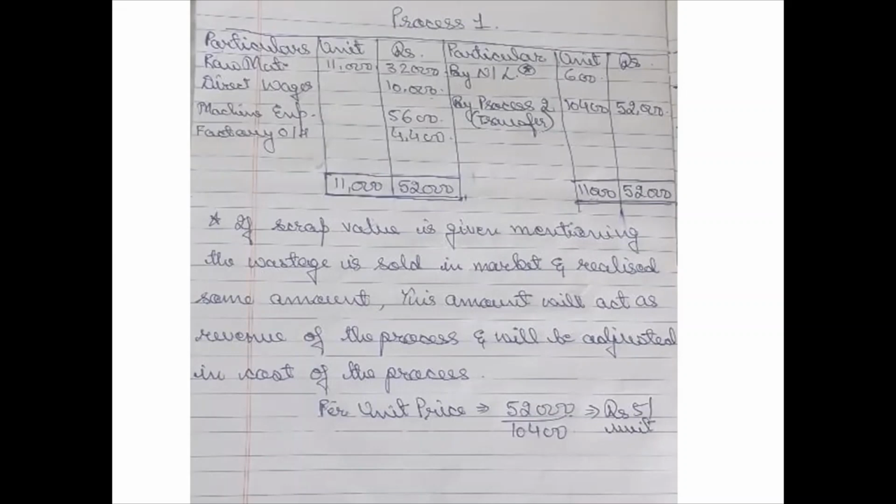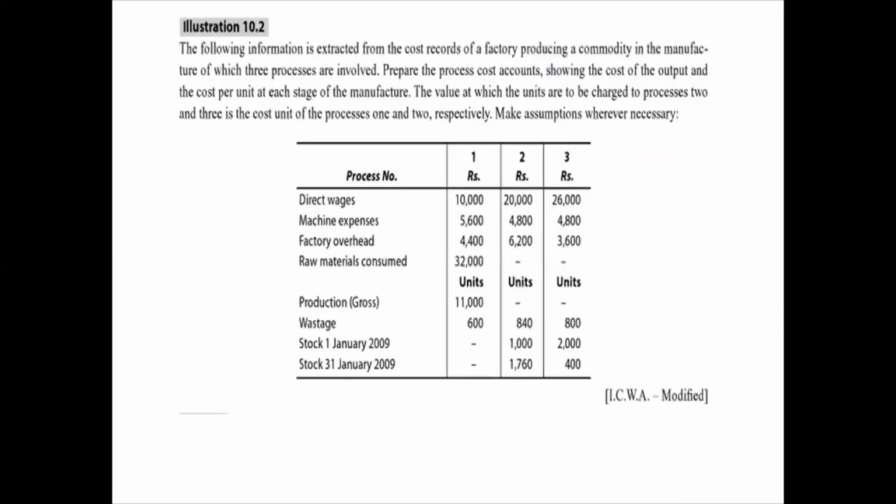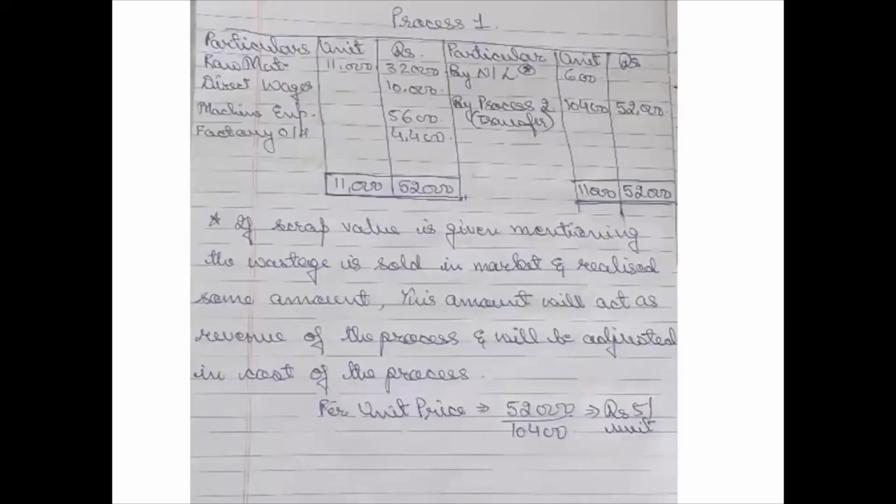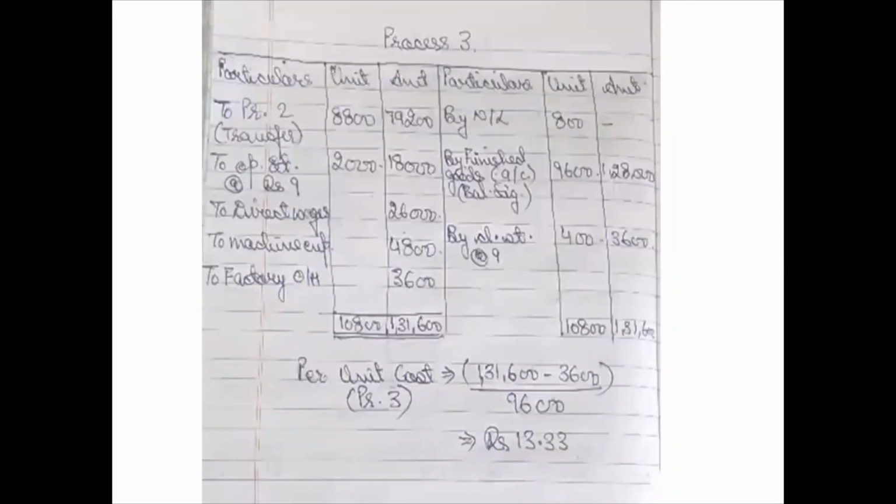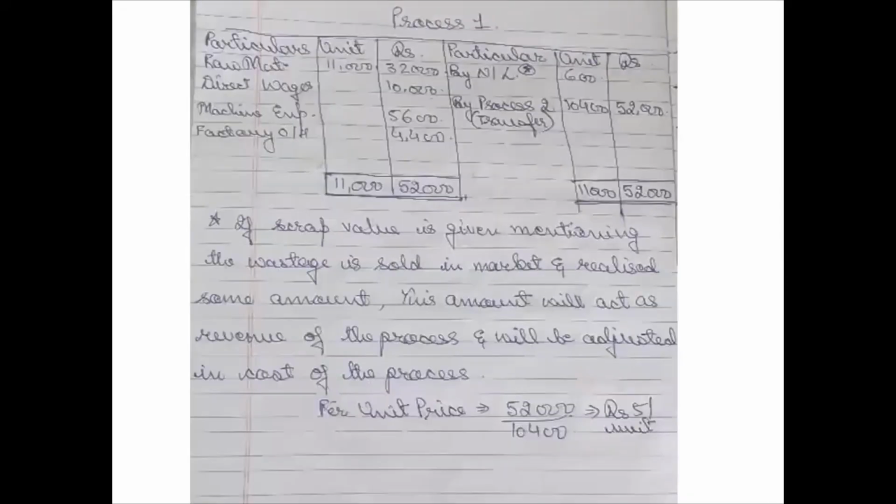Now let us start discussing the process accounts, and how we are going to prepare the different process accounts. As you can see here, as we have discussed in the question, 3 types of process account will be made. Here we have made 3 accounts, process 1, process 2 and process 3. There are 2-3 important features of how we are going to prepare the process account.